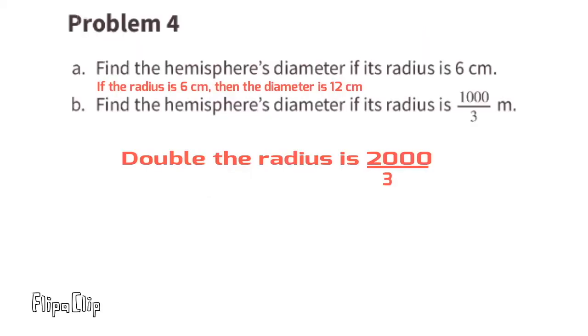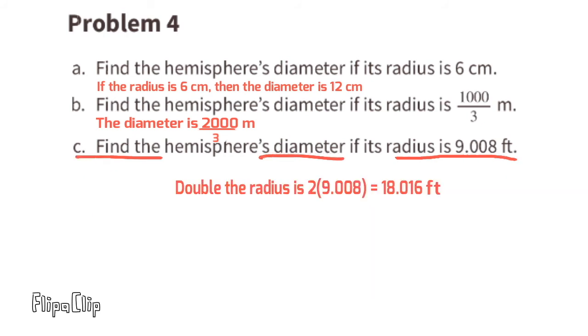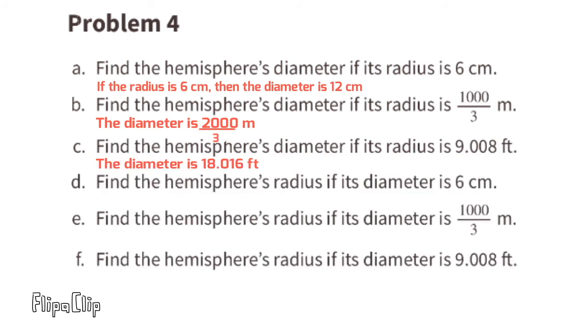B. Find the hemisphere's diameter if its radius is 1,000 over 3 meters. Double the radius is 2,000 over 3 meters. So the diameter would be 2,000 over 3 meters. C. Find the hemisphere's diameter if its radius is 9.008 feet. Double the radius is 2 times 9.008, and that equals 18.016 feet. So the diameter is 18.016 feet.